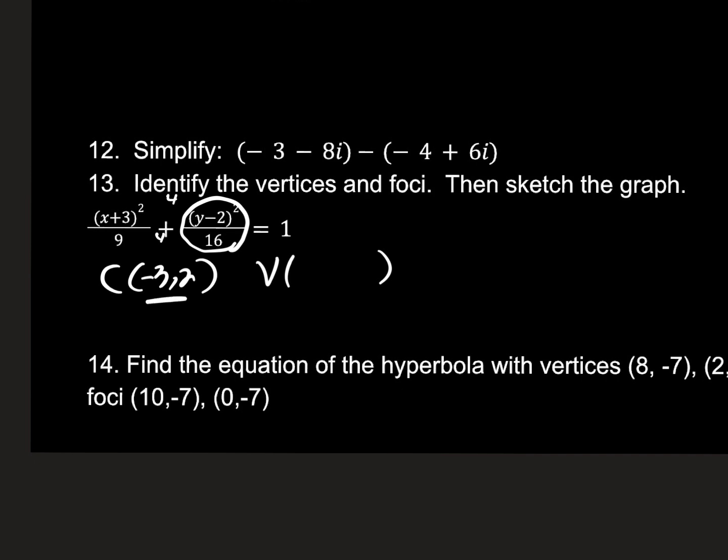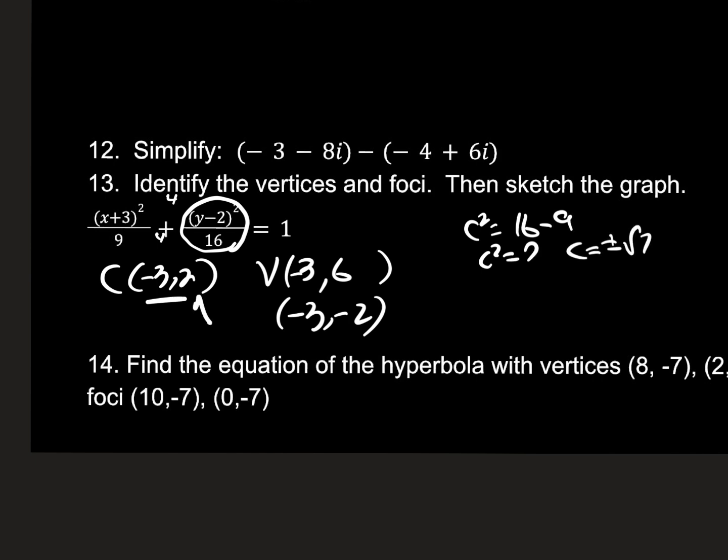So if I'm at this point, negative 3, 2, and I go up 4, I'm now at negative 3, 6. And if I go down 4, I'm now at negative 3, negative 2. Notice the x is not changing. The foci you're going to find by doing c squared is a squared minus b squared, which is 7. So c would be plus or minus square root of 7. You also add it to the major part of your center. So your foci are going to be negative 3, and then 2 plus or minus square root of 7.